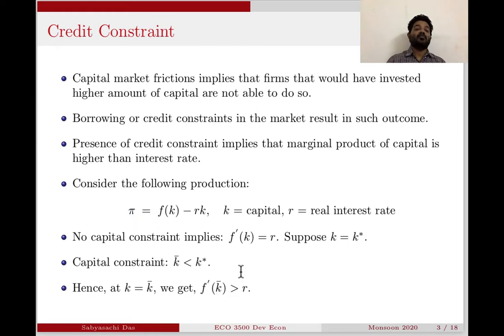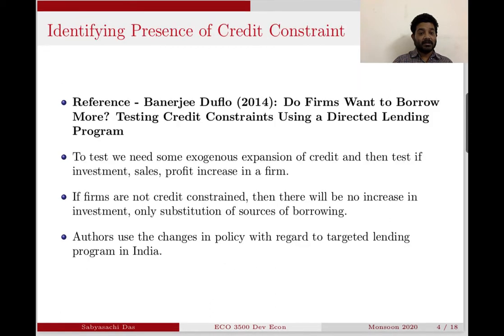So empirically, we would like to test that when k bar goes up, meaning that because of some government regulation, the capital constraint is relaxed a bit, you want to see whether these set of events follow. Okay, and that's exactly what we're going to see in this paper by Banerjee and Duflo.